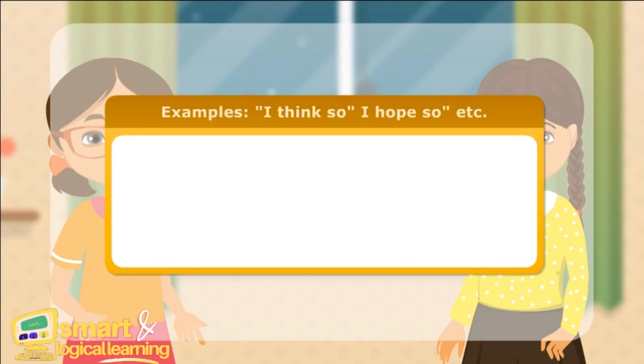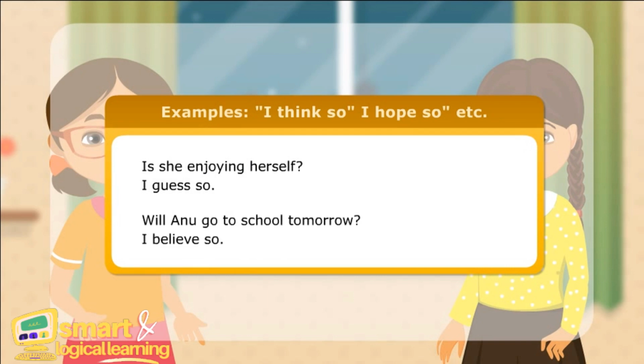Here are few more examples of questions with auxiliaries and their answers using I think so, I hope so, etc. Is she enjoying herself? I guess so. Will Anu go to school tomorrow? I believe so.